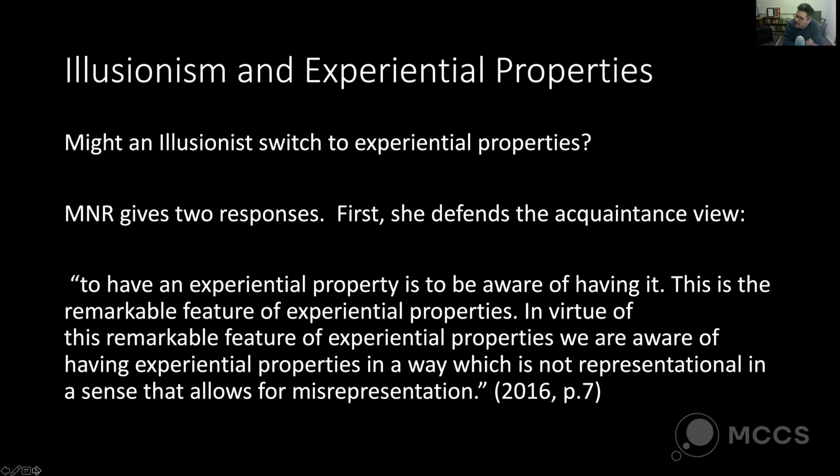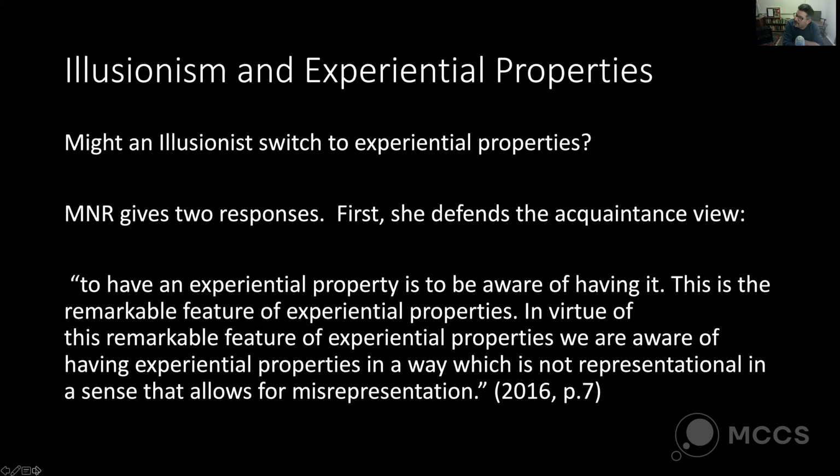The second of one is in some ways less surprising. The first one is that she defends an acquaintance view. And in fact, as I mentioned, Nida-Rümelin is perhaps one of the most articulate defenders of the acquaintance view in contemporary literature. So here's the way she puts it. To have an experiential property is to be aware of having it. This is the remarkable feature of experiential properties. In virtue of this remarkable feature of experiential properties, we are aware of having experiential properties in a way which is not representational, in a sense that allows for misrepresentation.